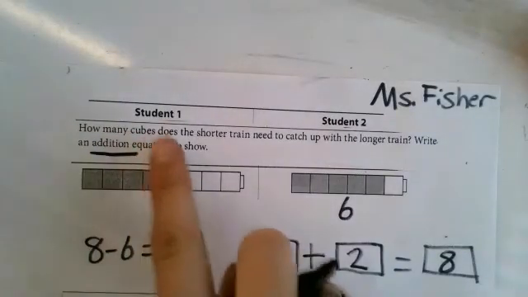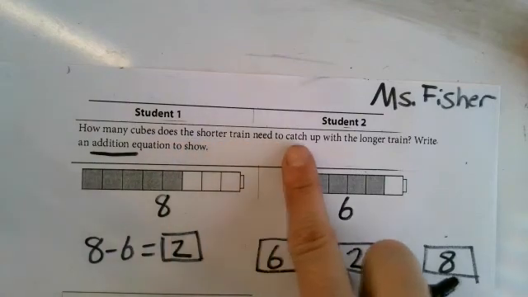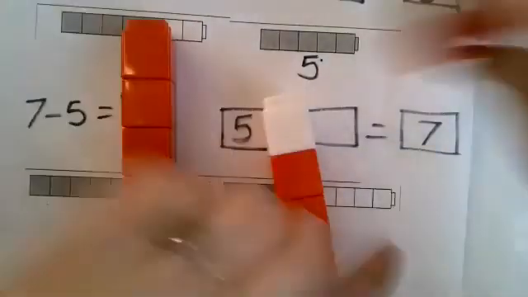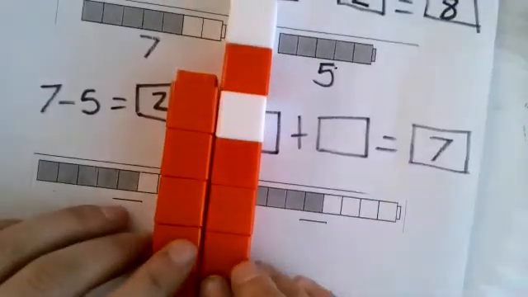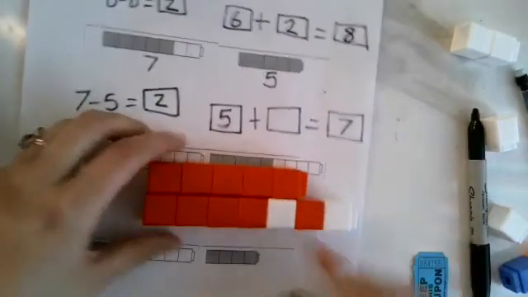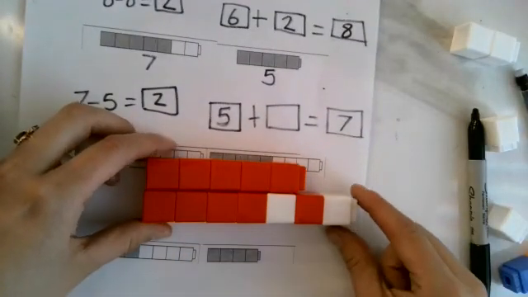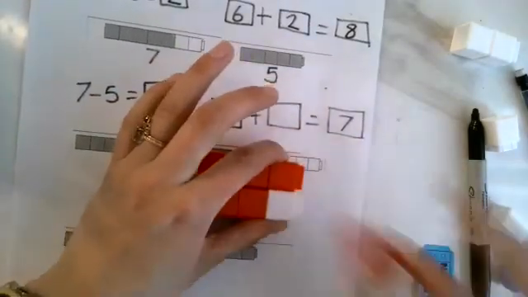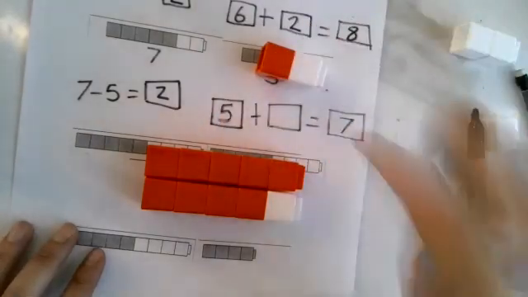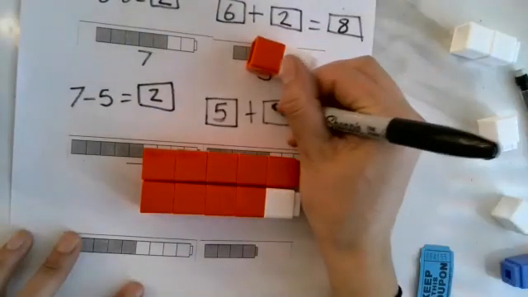How many cubes does the shorter train need to catch up with the longer train? How many? Let's see. We have 5 and we need 7. So make a train of 5. Make a train of 7. Oh, sorry, friends. I know it is. We have 5. We have 7. Take a look. If I were to break these at the same level, how many? 5 plus what equals 7? 2.